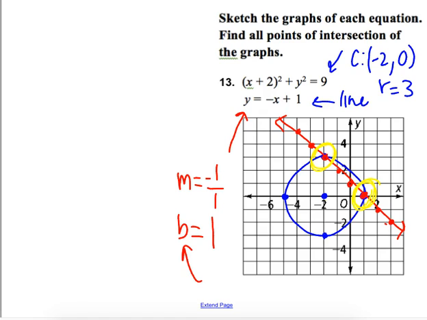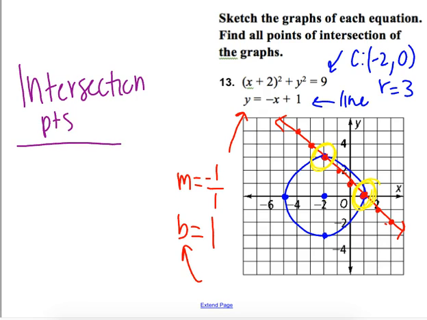So our intersections: this one on the left would be over 2, up 3, so -2, 3. And this one on the right is over 1, up 0, so 1, 0.